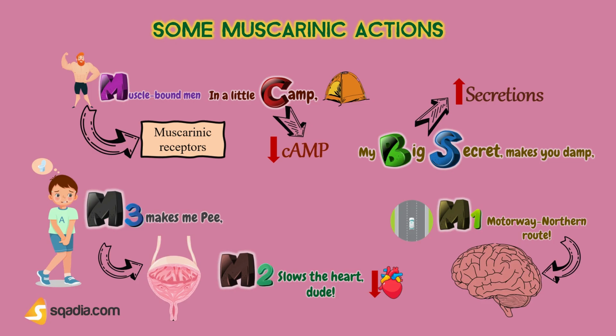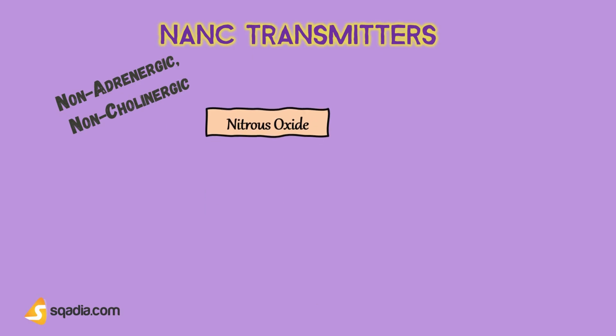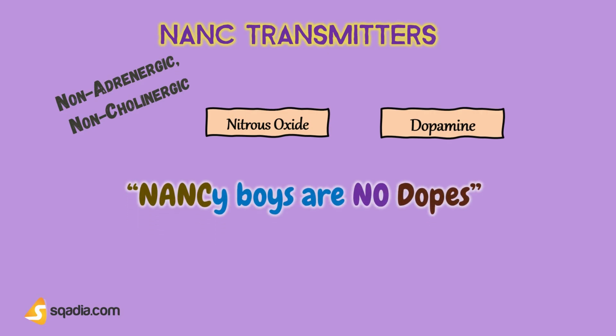Now, the next mnemonic is about NANC transmitters. That is, non-adrenergic non-cholinergic neurotransmitters, and they mainly include nitrous oxide and catecholamine dopamine. This can be easily remembered by a mnemonic. Nancy boys are no dopes, where Nancy will remind you of NANC, NO for nitrous oxide, and dopes can help you remember dopamine.